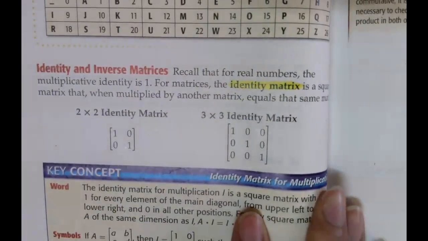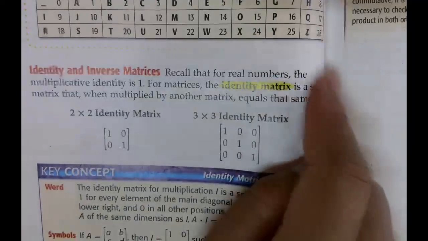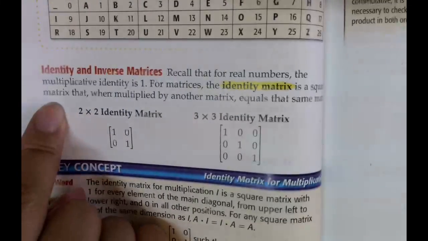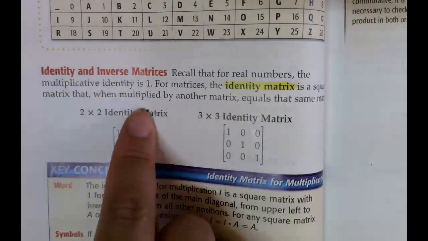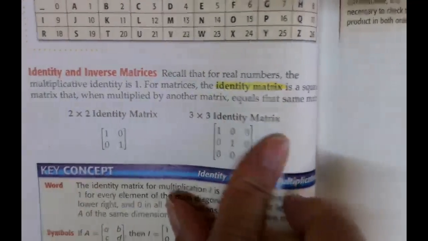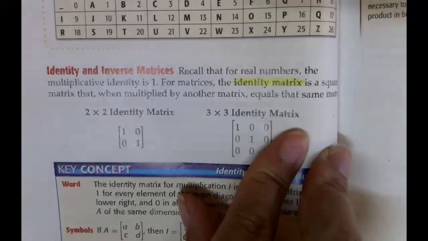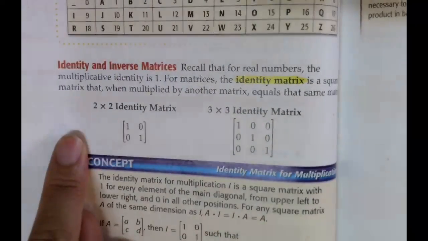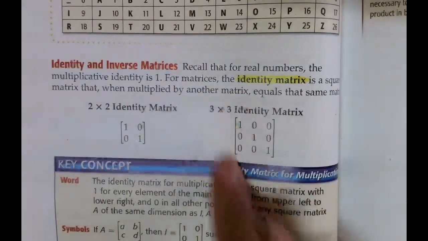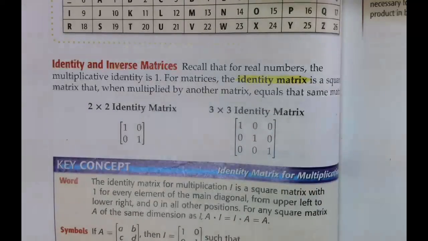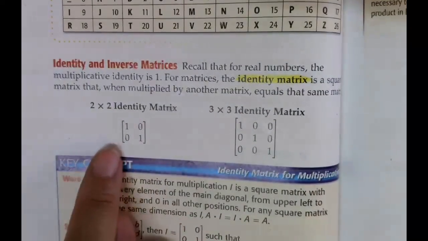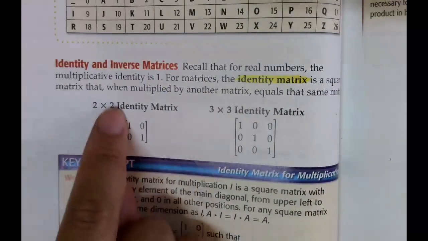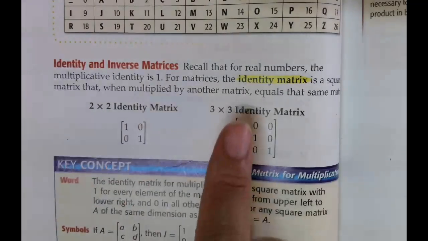Okay? So for matrices, the identity matrix is a square matrix, so it has the same rows and same columns, that when multiplied by another matrix, it equals that same matrix. So this here is the 2 by 2 identity matrix. This is the 3 by 3 identity matrix. And what you should see here is that all other things are 0, but that main diagonal is filled with 1.